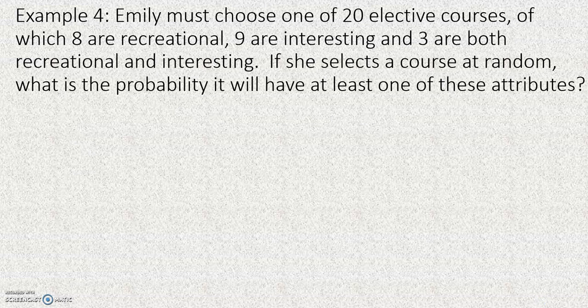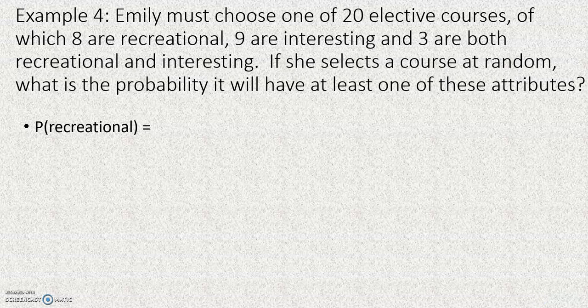Example 4. Emily must choose one of 20 elective courses, of which 8 are recreational, 9 are interesting, and 3 are both recreational and interesting. If she selects a course at random, what is the probability it will have at least one of these attributes?